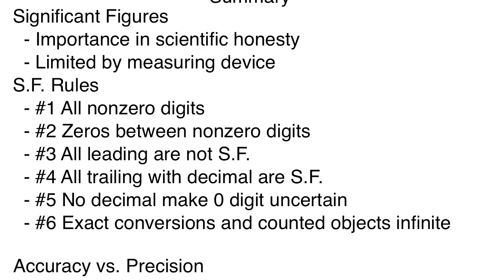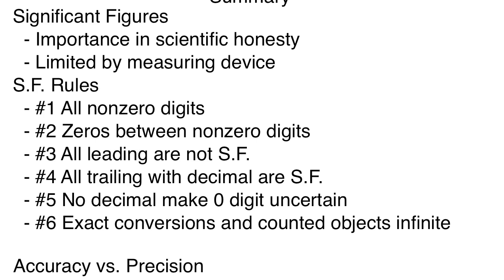All trailing zeros that have a decimal point present in the value are going to be significant. And then if there's no decimal point, the zeros become uncertain. So we usually try to avoid that situation as often as possible, but we cannot be sure if a decimal point has not been reported.